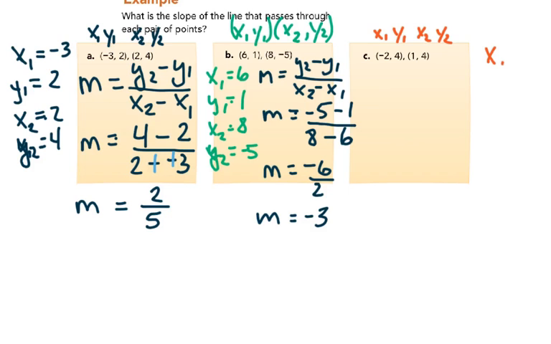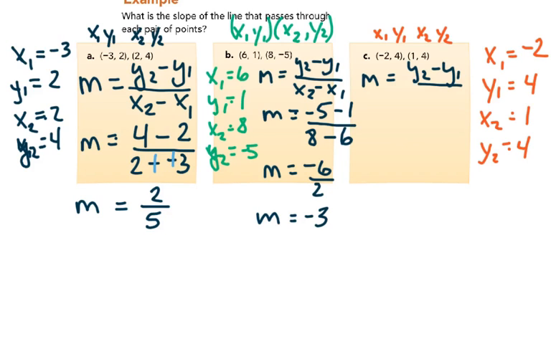So over here I'm going to say that x1 is equal to negative 2, y1 is equal to 4, x2 is equal to 1, and y2 is equal to 4. And again, I got those by putting them right on top of each other. x2 is right here, that's 1, and y2 is 4. So let's plug it into the formula. The slope is equal to y2 minus y1 over x2 minus x1.